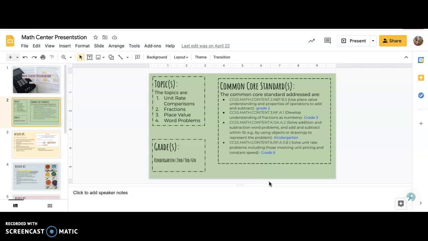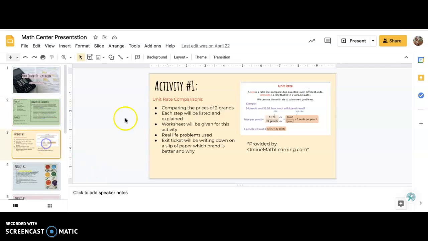The 3rd standard would be to solve addition and subtraction word problems and add and subtract with intent by using objects or drawings to represent the problem, which would be kindergarten. The last standard would be to solve unit rate problems, including those involving unit pricing and constant speed, which would be grade 6. And before I get into the 4 activities, I will be attaching images of the 4 poster boards in the wiki. So activity 1, unit rate comparisons.